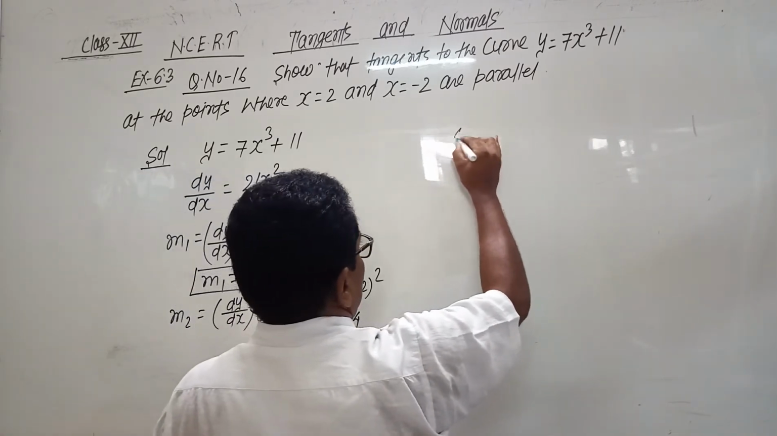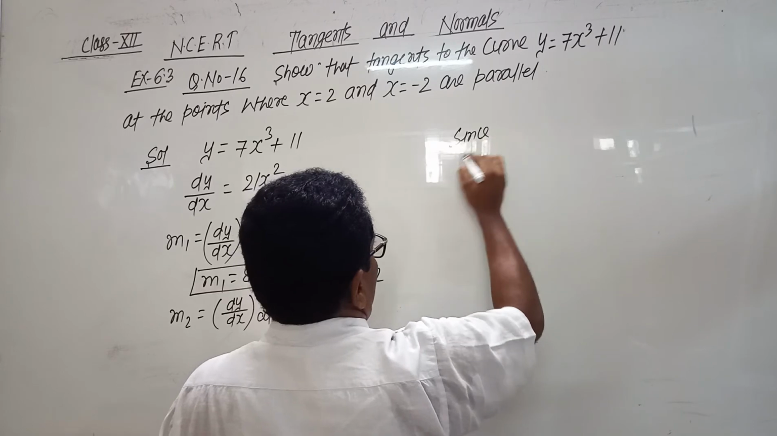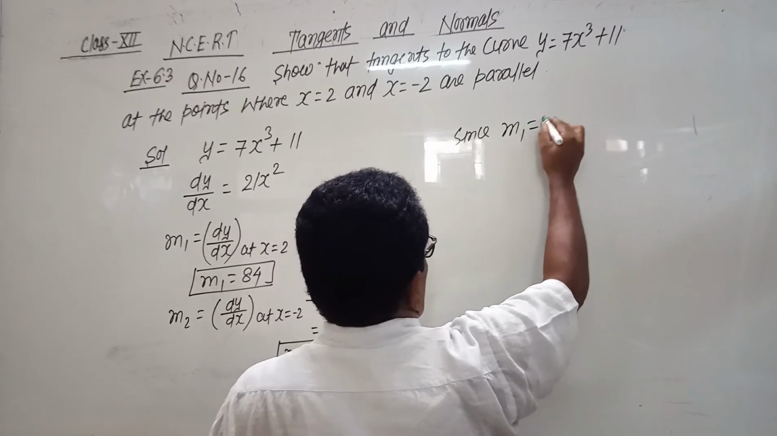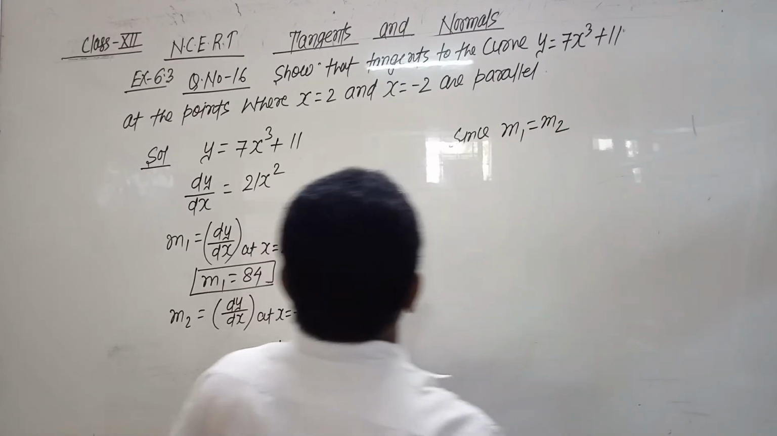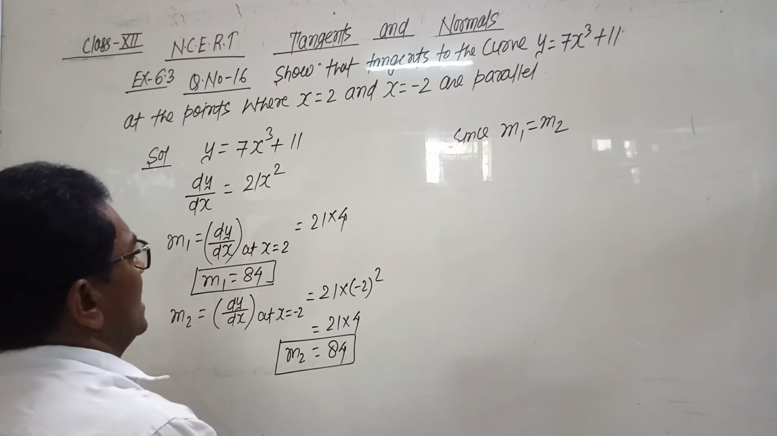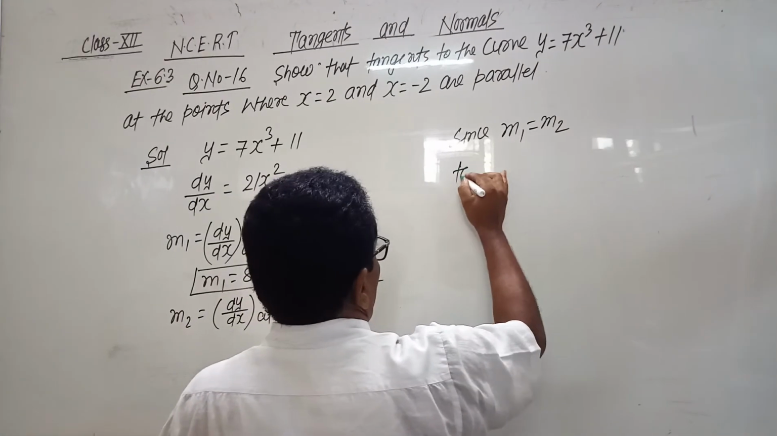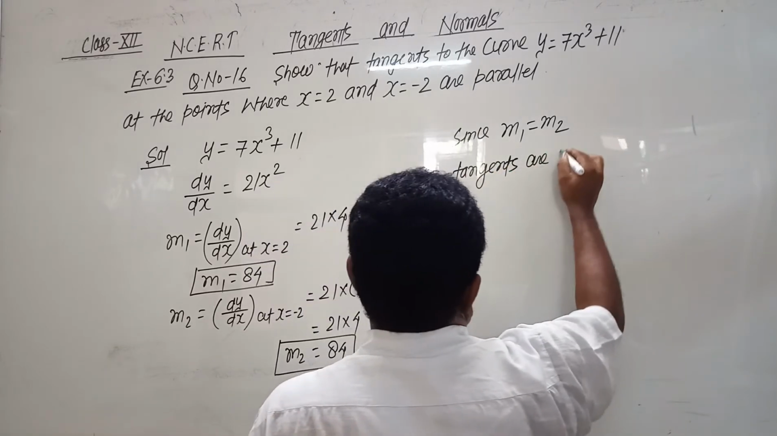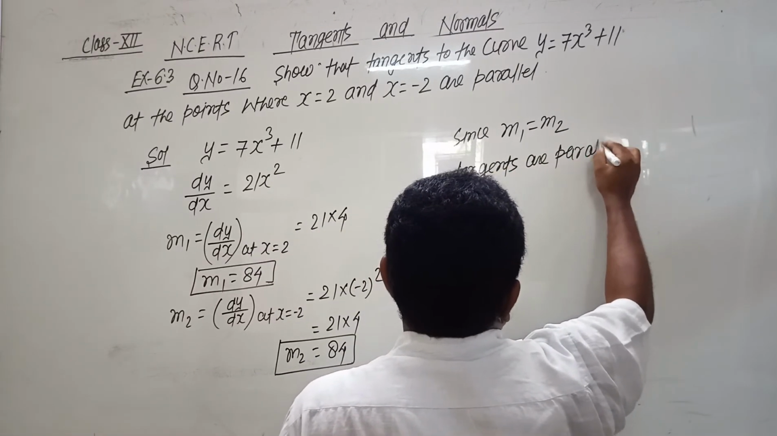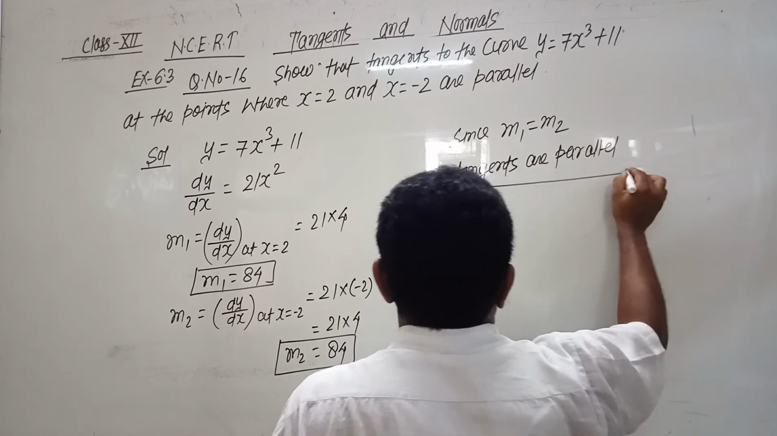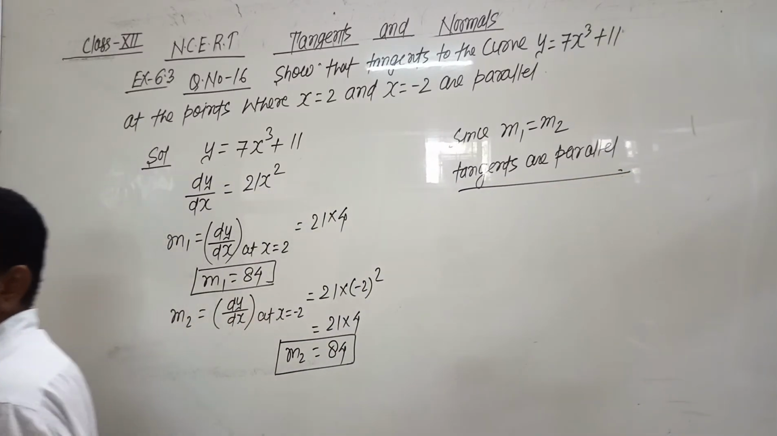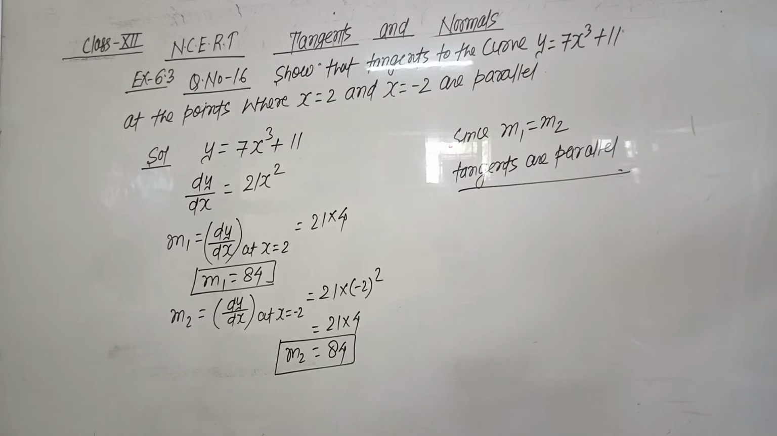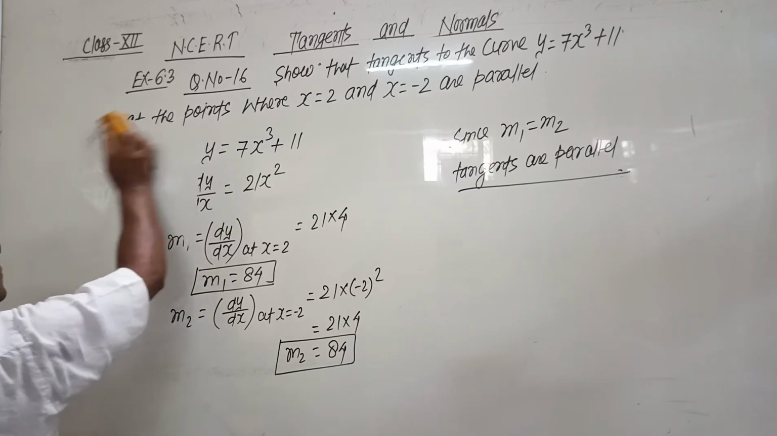So since m1 equals m2, it means the tangents are parallel at the given two points. At x equals 2 and x equals minus 2, since the slopes are equal, it means the tangents are parallel at the given two points.